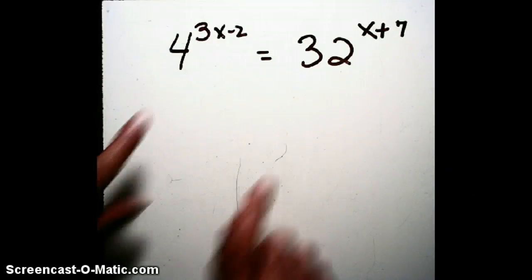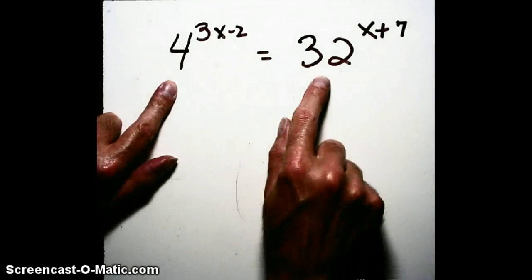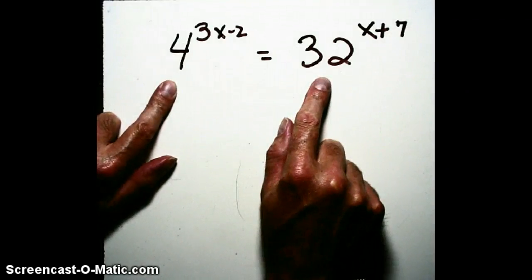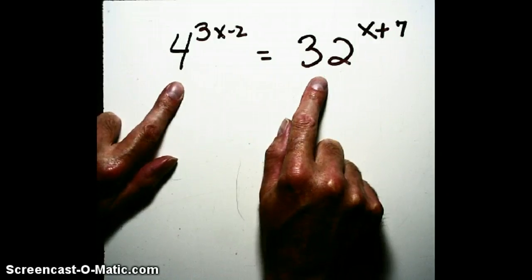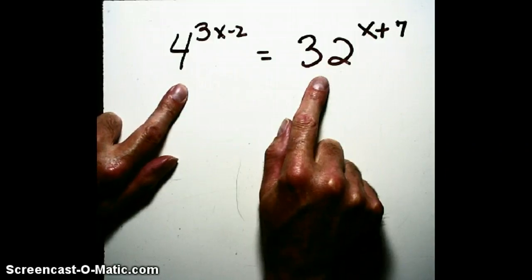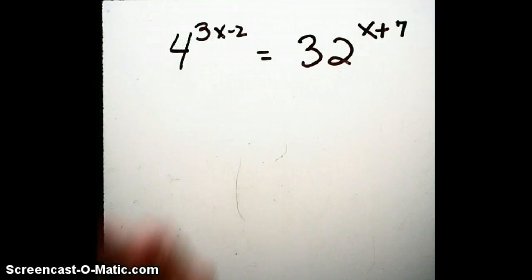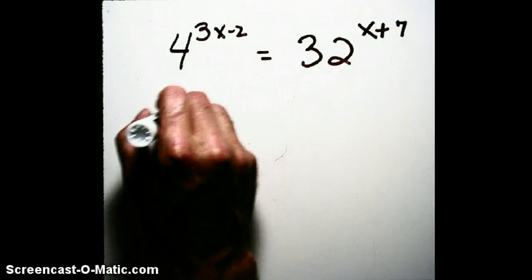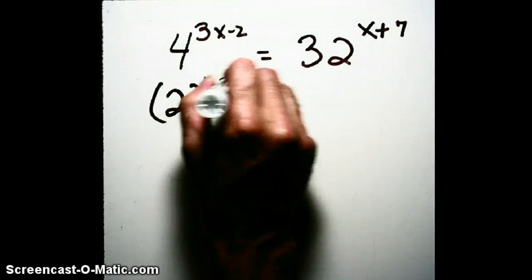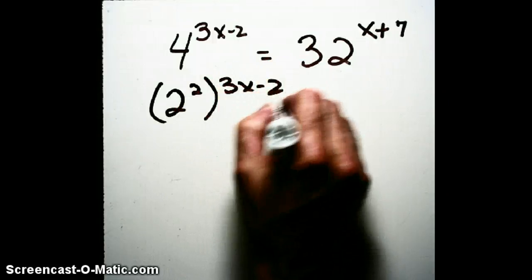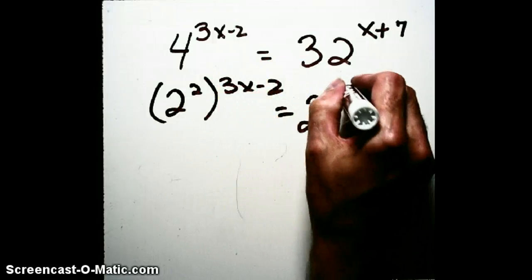Well, let's see. 4 times 8 is 32, but that's not going to work. 16 times 2 is 32. Is there a base that's common to both of these? 2 works here and 2 works here. So let's see. Can I change the 4 into 2 squared? Okay. And the 32 we just remembered was 2 to the 5th.